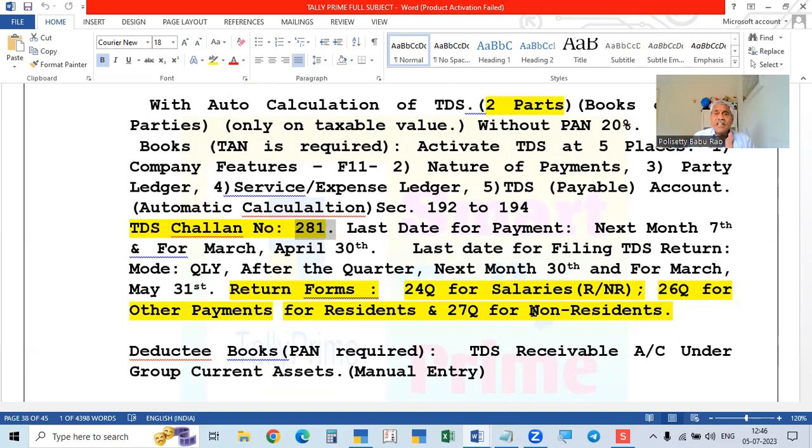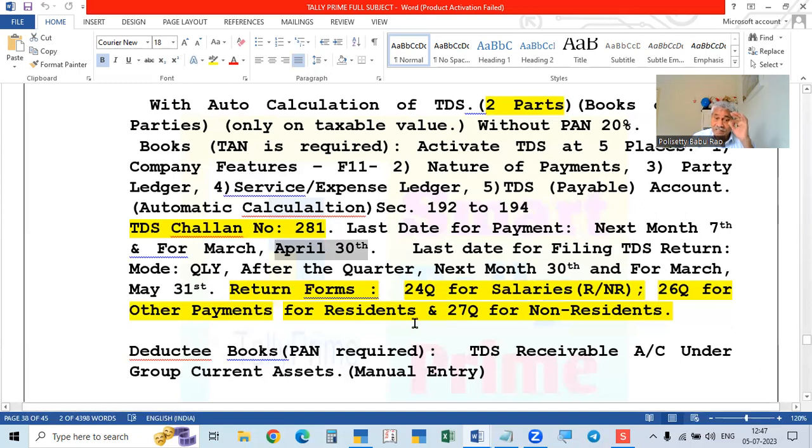For every quarter, next month's 31st is the last date. For the April, May, June quarter, July 31st. July to September, October 31st. October to December, January 31st. But for the January to March quarter, not April 30, it is May 31st, one month extra, because 30th April is the last date for payment. So first quarter July 31st, second quarter October 31st, third quarter January 31st, but for the fourth quarter it is May 31st.